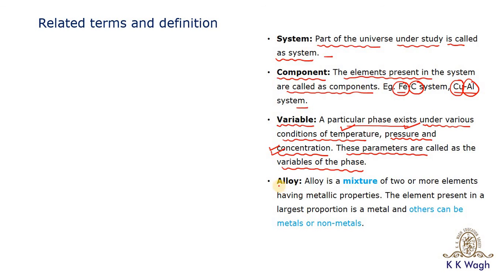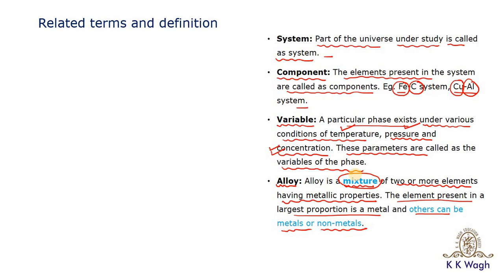Then alloy. What is called an alloy? Alloy is a mixture. Note this word. Alloy is a mixture of two or more elements having metallic properties. The element present in the largest proportion is a metal, and the others can be metals or non-metals. So we can say that an alloy can be a mixture of two metals or a metal and a non-metal.